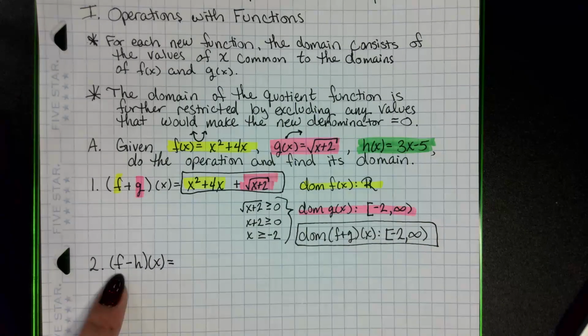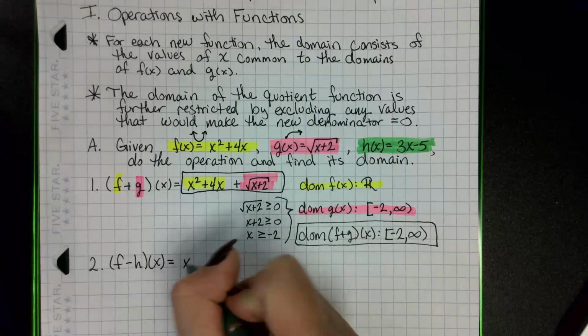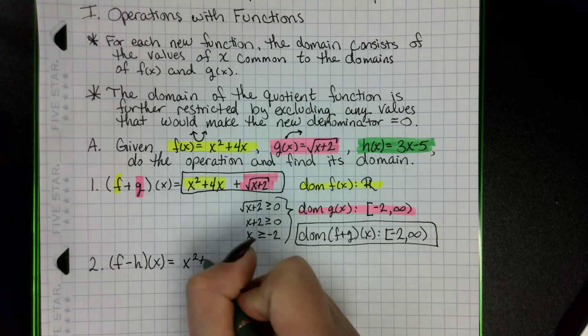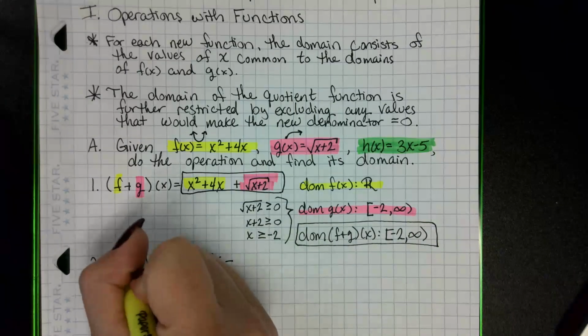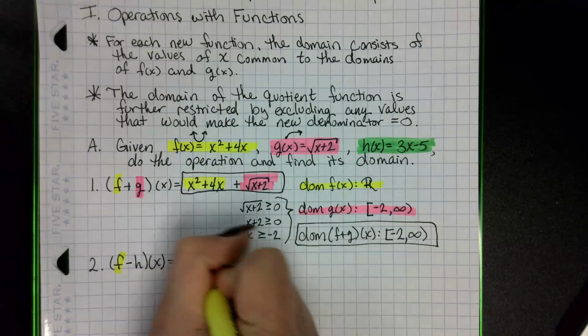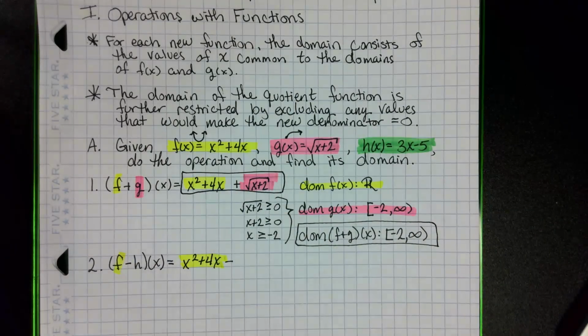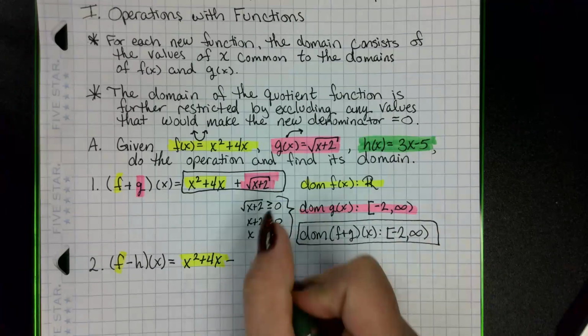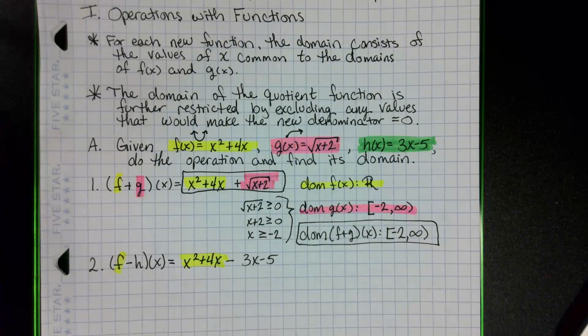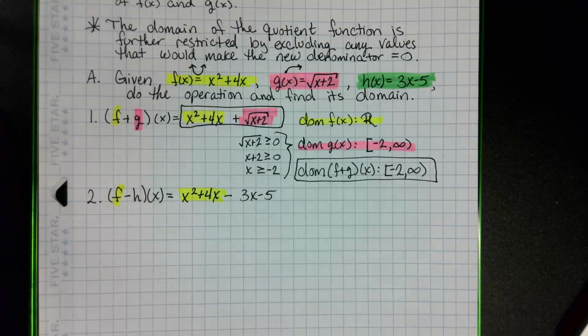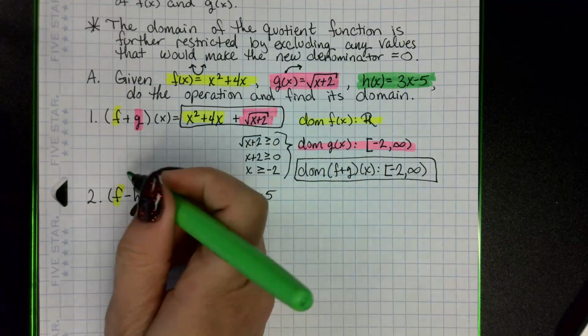So again, we start with the f function. And then we're going to subtract the h function. So h is 3x minus 5. Now, what is wrong with what I've written? The sign of the function.